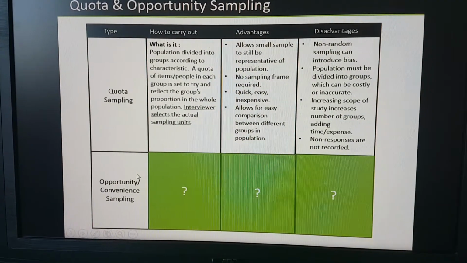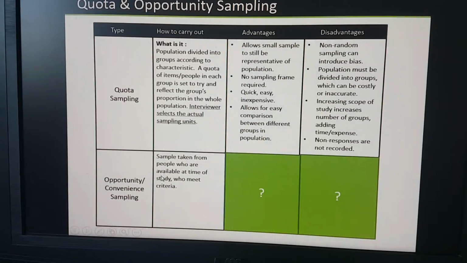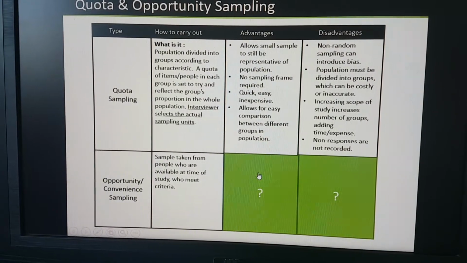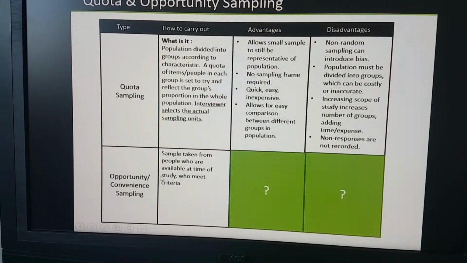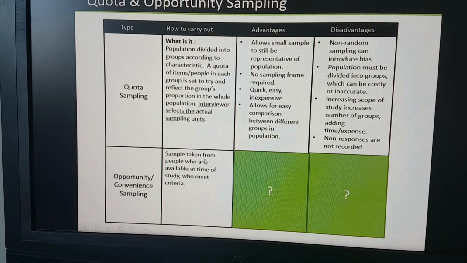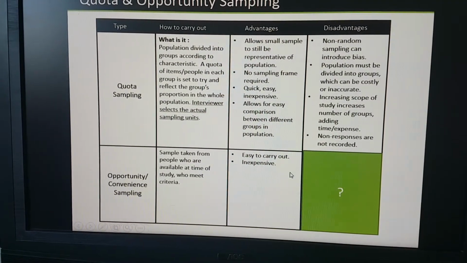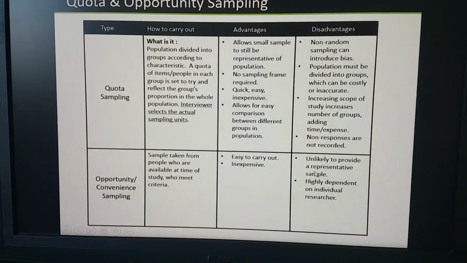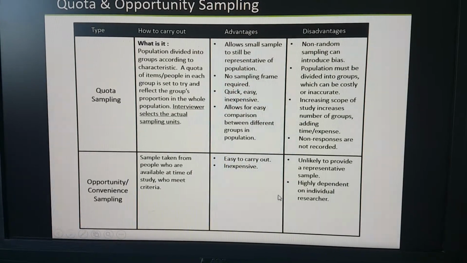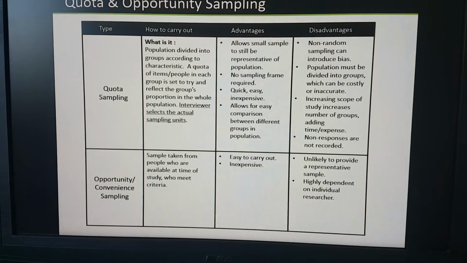Opportunity sampling is sometimes also called convenience sampling. The sample is taken from people who are available at the time of the study and who meet the criteria. The people are the sampling units that are present, available at the time of the study and meet the criteria. The advantages: easy to carry out, inexpensive. The disadvantages are similar: unlikely to provide a representative sample, and highly dependent on the researcher, on the person who is choosing.